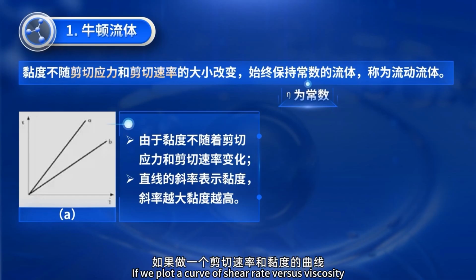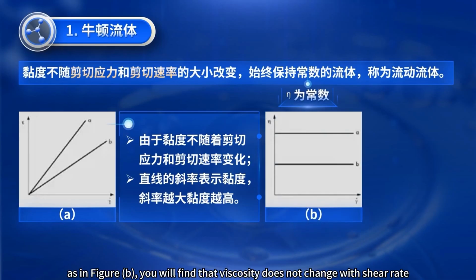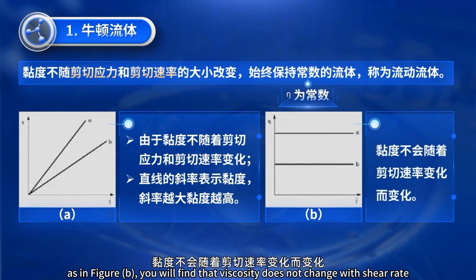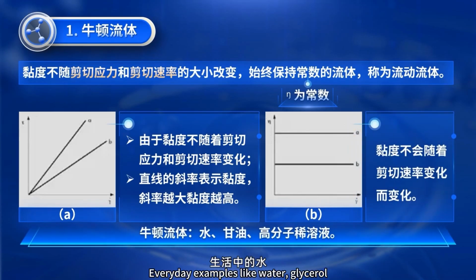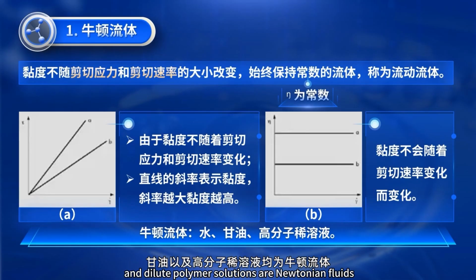If we plot a curve of shear rate versus viscosity, as in Figure B, you will find that viscosity does not change with shear rate. Everyday examples like water, glycerol, and dilute polymer solutions are Newtonian fluids.